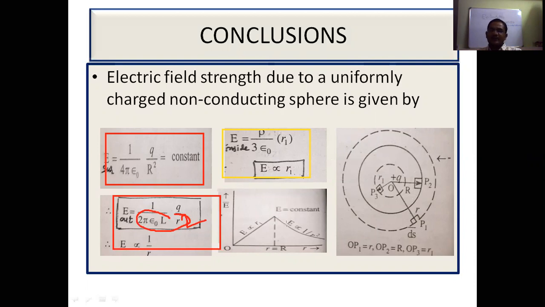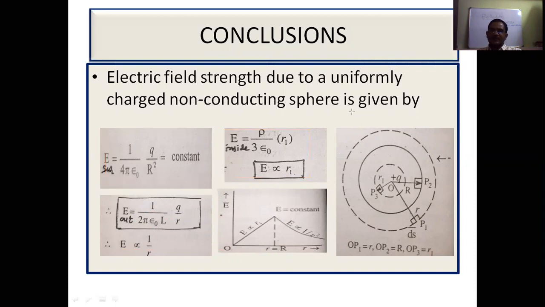The variation of the field strength is shown here. The field strength is taken on the y-axis, the distance on the x-axis. From center to the sphere surface, the field strength is increasing linearly. At the surface, the value is 1 by 4 pi epsilon naught Q by r square. For an external point, E again decreases such that E is inversely proportional to the square of the distance. So these are the things we covered in this lecture.